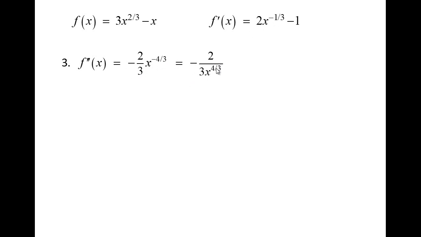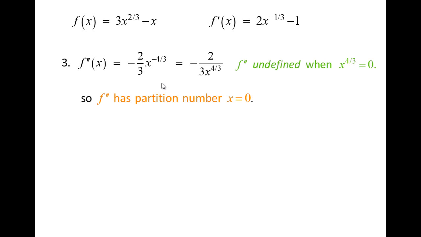So notice that here we are taking the cube root of x, and then we are taking the 4th power of that. So this is an even power of x to the 1/3. So f double prime is undefined when x is 0 clearly, and it is never 0. So this is the only partition number, and so f double prime is undefined at 0, and it's never 0 because the numerator is 2. So this quantity, no matter what x is, can never be 0.